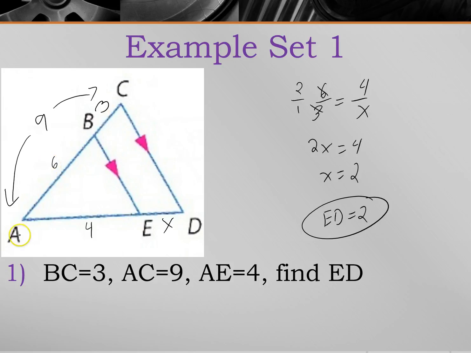However, if I know the entire line is 9 and a piece of it is 3, well, the other piece you just do 9 minus 3 and you get 6. So AE is 4, ED is the unknown, that's why it's x. So simple proportion, 6 over 3 equals 4 over x. We reduce 6 over 3 to 2 over 1. Cross multiply, 2x equals 4. Divide, we get x equals 2. Since we picked x purposely, ED also equals 2.